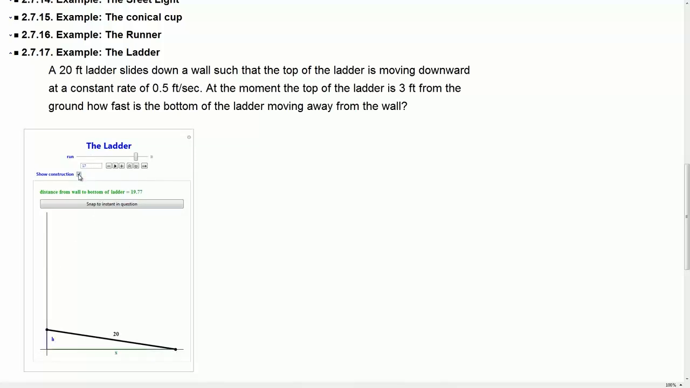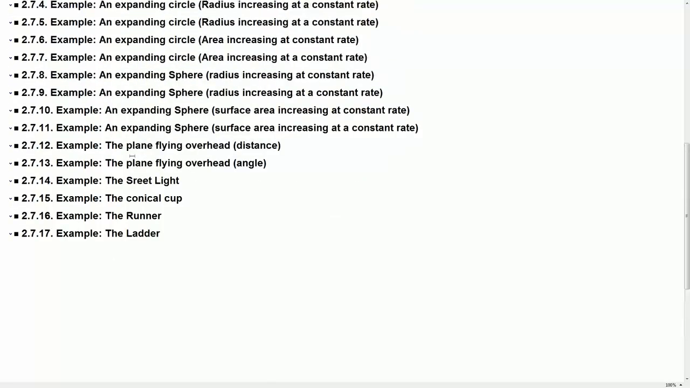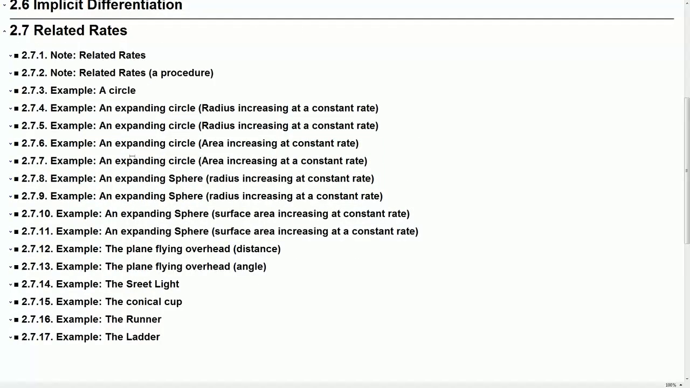So here's the construction. I have a triangle again. You can see here, I want to know how fast this green side is changing at that instant that we snap to. We'll do all these problems in class. You'll get a better feel for it. I just wanted you to at least see all these problems beforehand so that when I talk about them in class, you have some idea of the geometry involved in these problems.